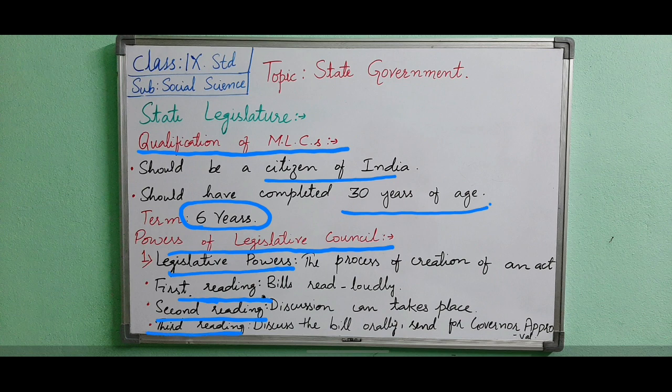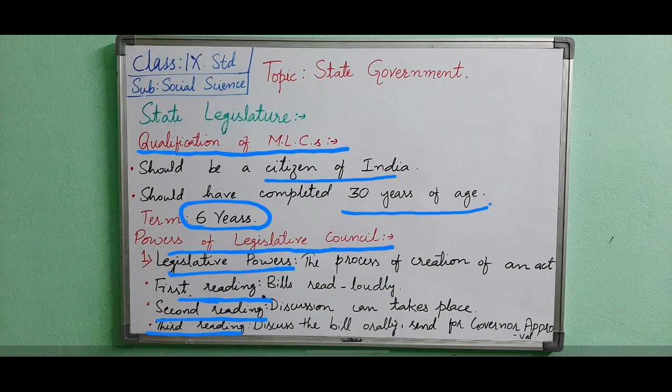After the approval, the bill is sent to the other House. If this House also completes all the procedures, the bill is sent for the governor's approval. If the governor approves, then the bill becomes an act. The governor may also forward it to the president for approval. This is the process of creation of an act: 3 steps, first reading, second reading and third reading.